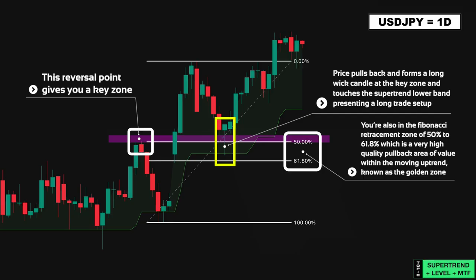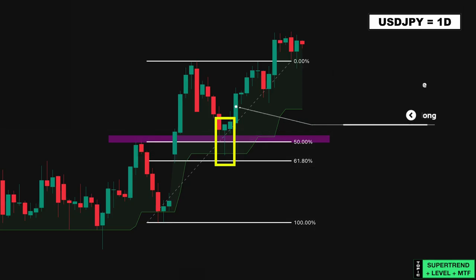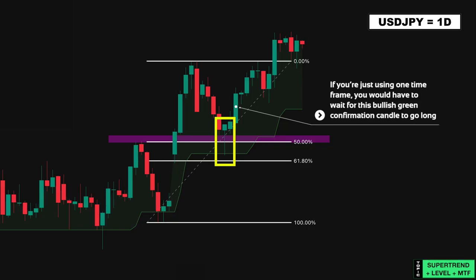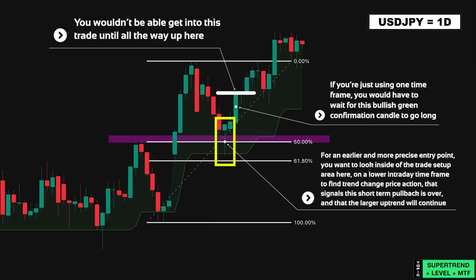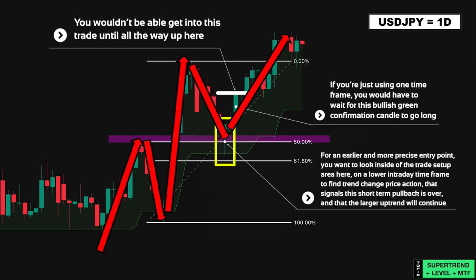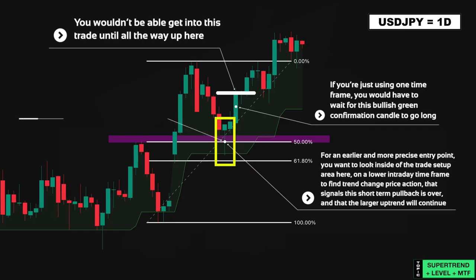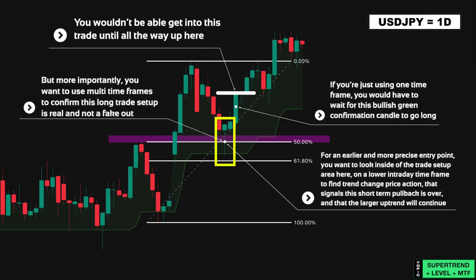Now, if you're just using one time frame, you would have to wait for this bullish green confirmation candle to enter long, meaning you wouldn't be able to get into this trade until all the way up here. For an earlier and more precise entry point, you want to look inside of your trade setup area, but on a lower intraday time frame, to find trend change price action that signals this short-term pullback is over and that the larger uptrend will continue. But more importantly, to confirm that your trade setup is real and not a fake out.